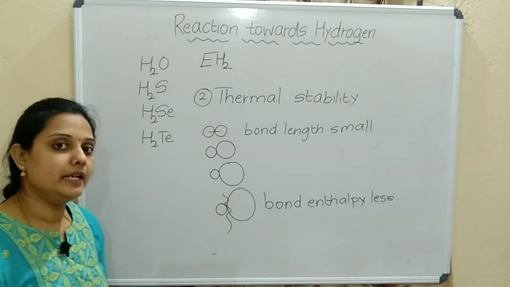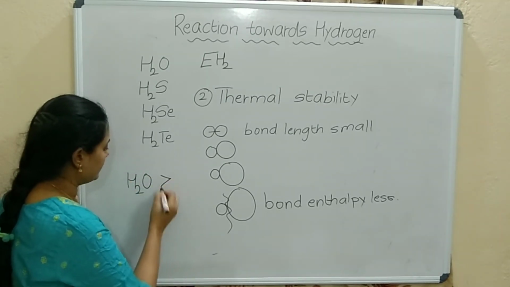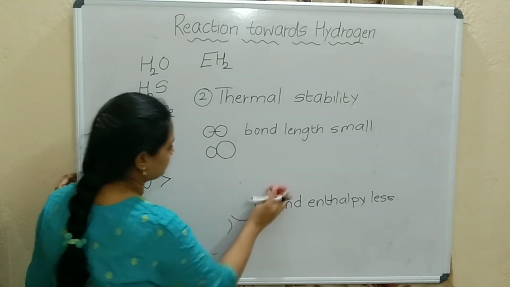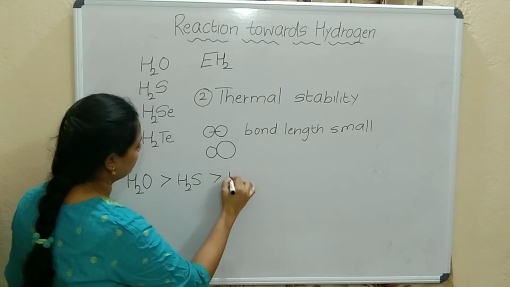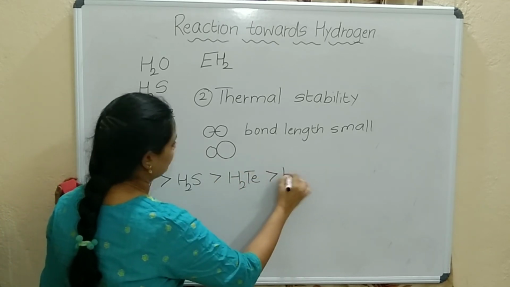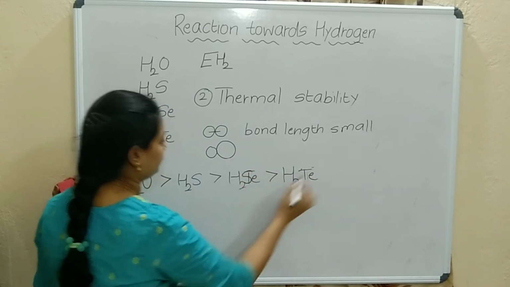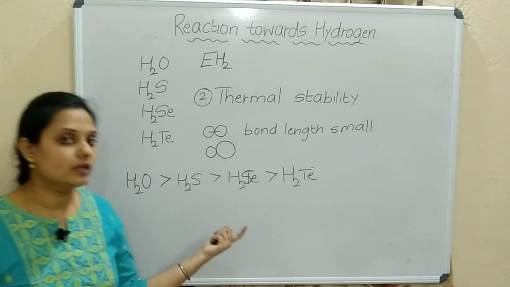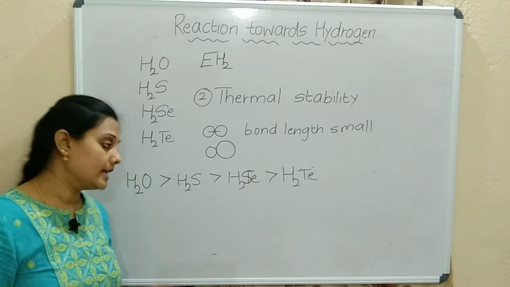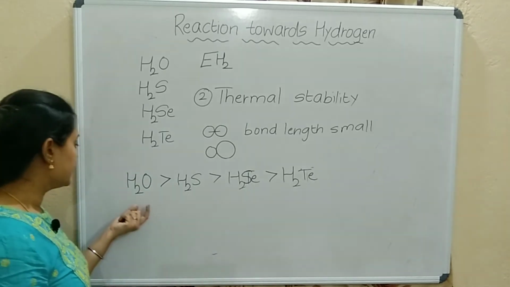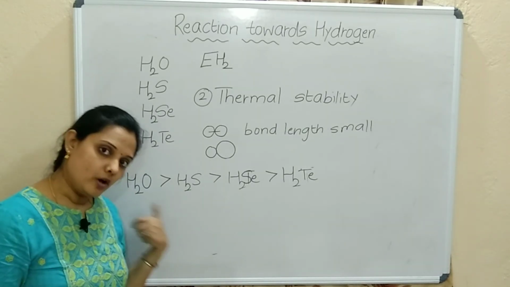So the thermal stability order, if you write, means water is more stable than H2S, which is more stable than H2Se, which is more stable than H2Te. Correct? So note this order. So why is H2O thermal stability higher than the other hydrides? Because of the size. Small and small. Hydrogen is small in size. Oxygen is small in size.